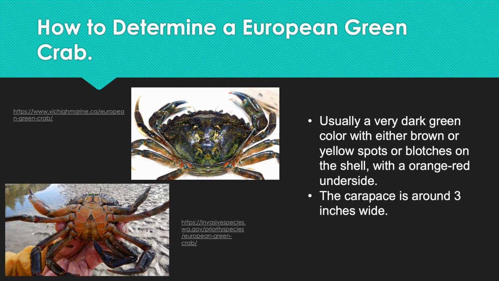European green crabs might not always be green in color. They are usually a very dark green color with either brown or yellow spots or blotches on the shell. Green crabs usually have an orange-red underside. Their carapace, or shell, is usually around 3 inches wide, and they have 5 spines along the carapace towards their eyes. This is how you determine a green crab. It's not always by color.